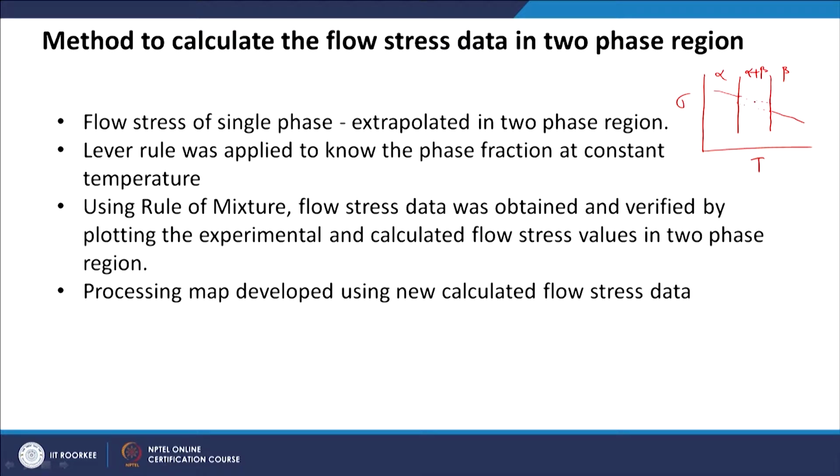and then I am using a rule of mixture here to find out what will be the stress of a composite of alpha and beta. That is simply the fraction of alpha phase multiplied by the stress of alpha phase, plus the fraction of beta phase multiplied by the stress of beta phase, so it is a weighted average of the two phases. And then we developed the processing map using this newly calculated stress. So, this is how the calculation was done.